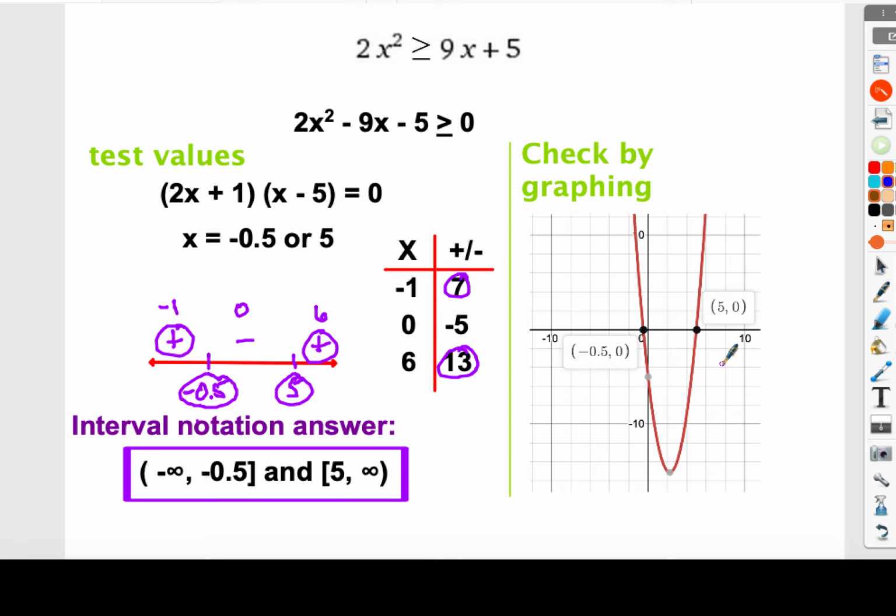And again, if we check our graph, the two places we were positive are on the left side, all the way up to that -0.5, and then from 5 to infinity. The two ends of our graph this time, we were greater than 0.